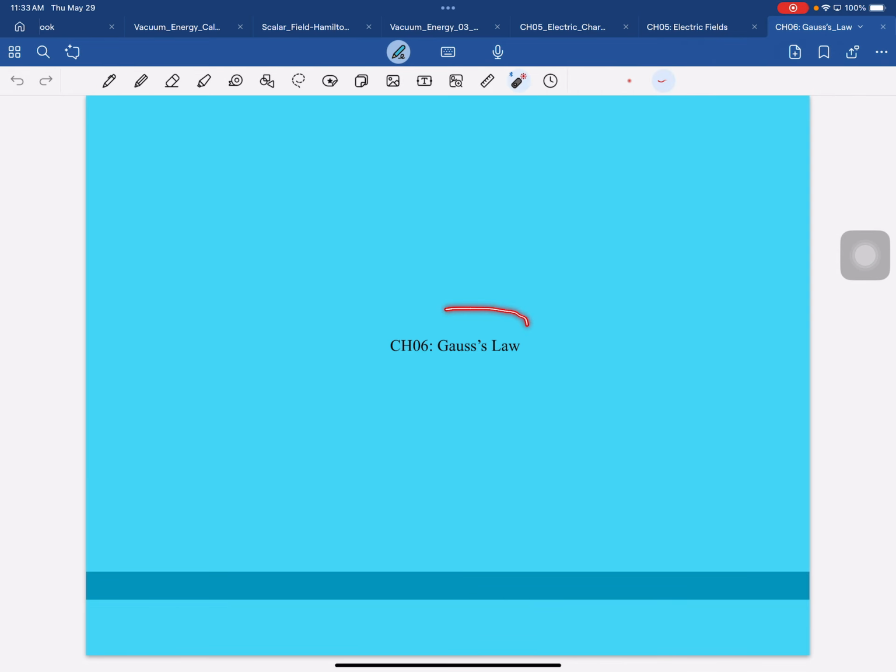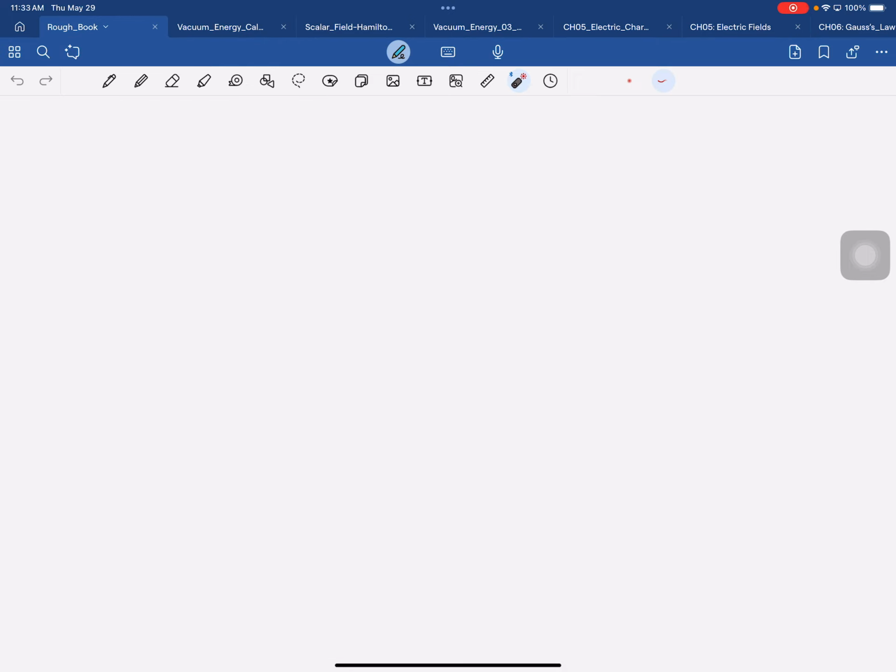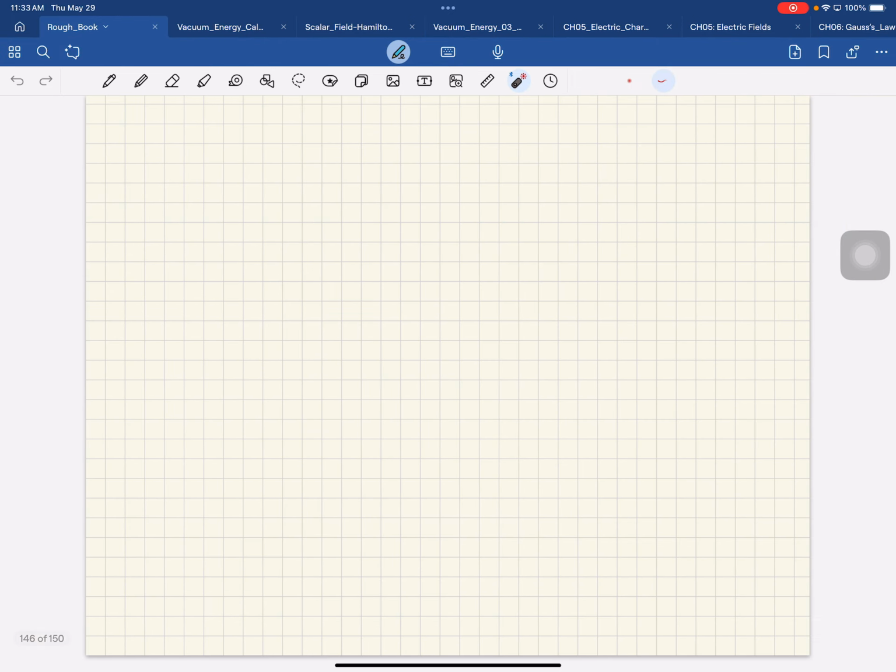All right, we're going to talk about Gauss's law today. Okay, so let me tell you what this thing is about. Let's say we have a bunch of charges here in this room. What do these charges do? They interact with other charges.